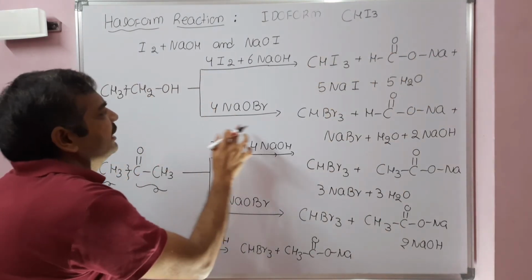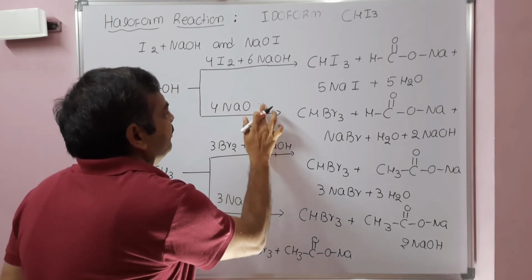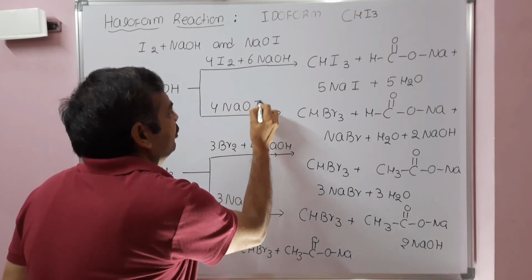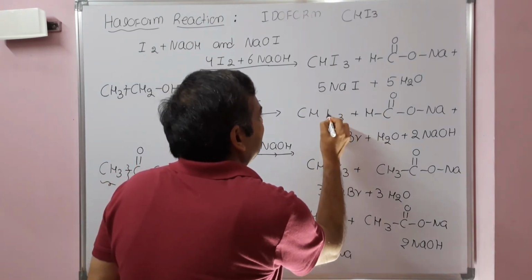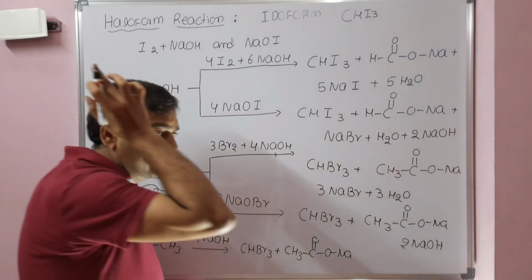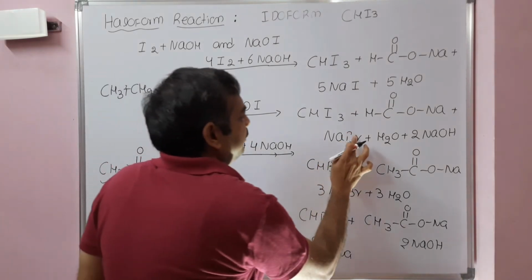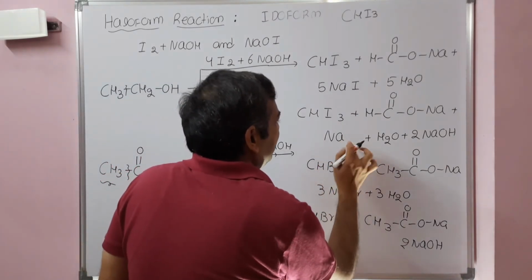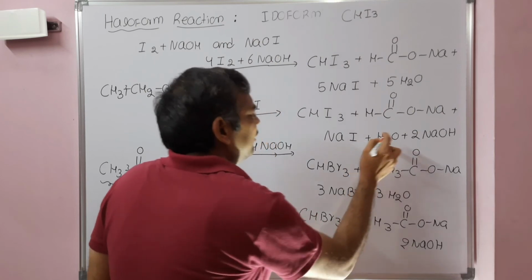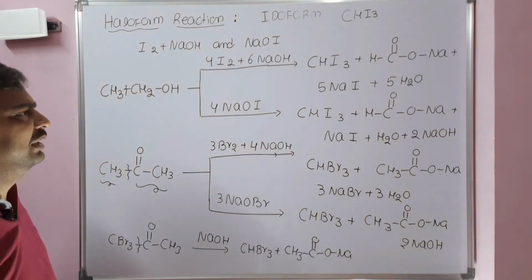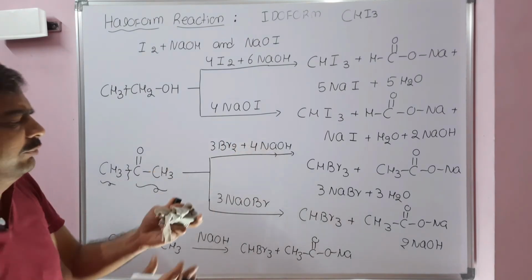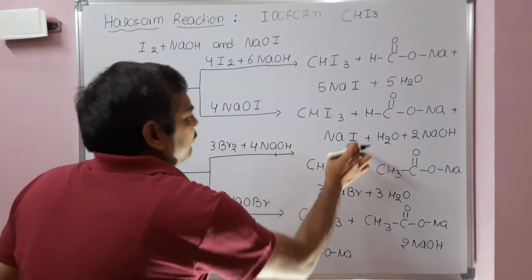Similarly, when ethanol reacts with 4 moles of sodium hypoiodide, NaOI, it gives 1 mole of iodoform, CHI3, and sodium formate 1 mole, and no sodium iodide will be obtained here. And then 1 mole of water and 2 moles of sodium hydroxide. Balanced, 4 iodines, 3 plus 1, 4.